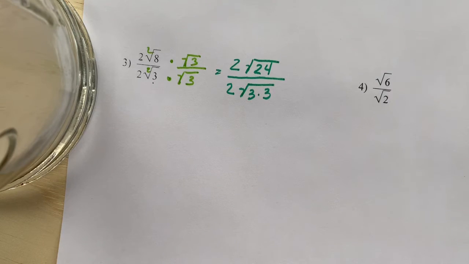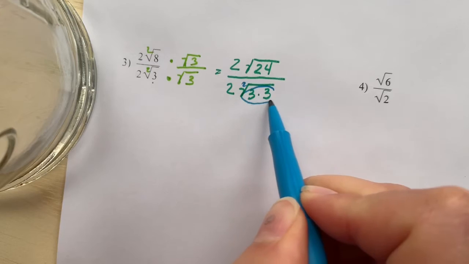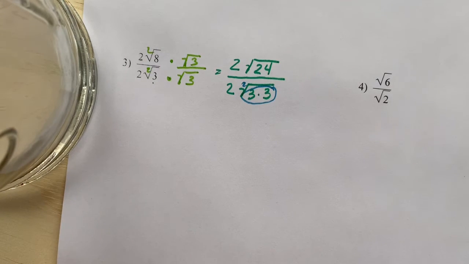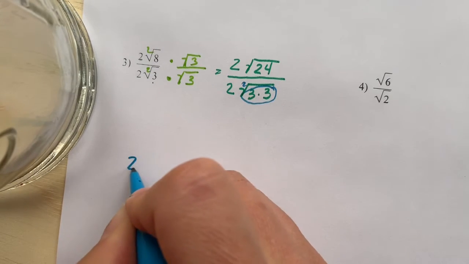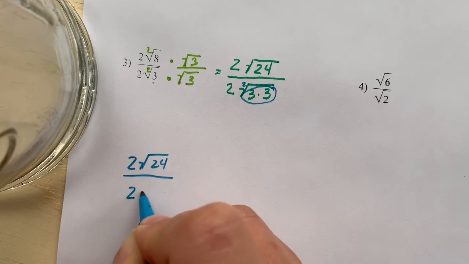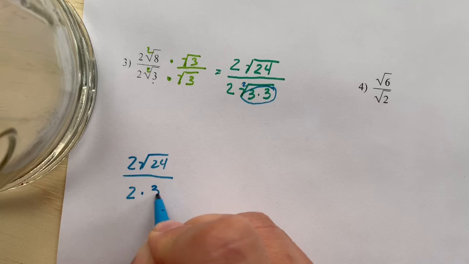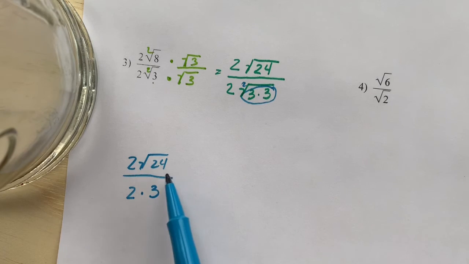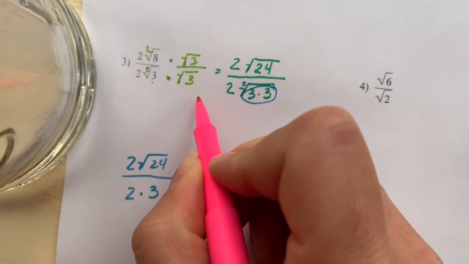So now I need 2 to break it out of jail. I have a group of 2 3s. So I'm going to rewrite this as 2 square roots of 24 over 2 times 3, because I have a group of 2 3s. Now, the square root of 24 needs to be simplified. So I need to prime factor that. We're going to do that right here.